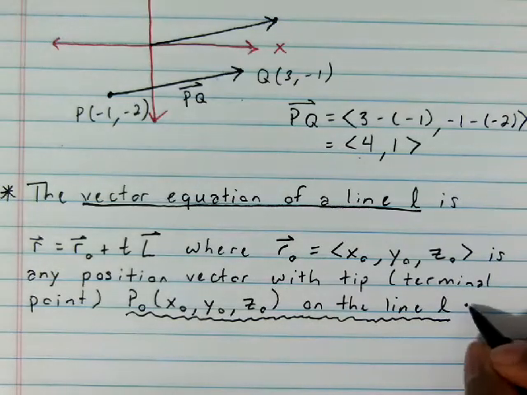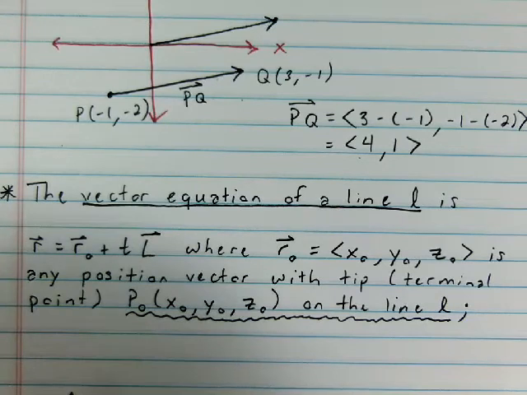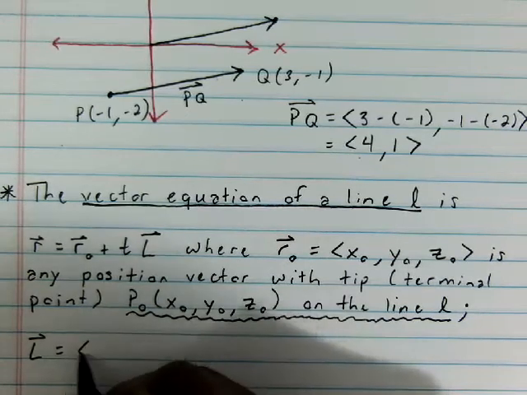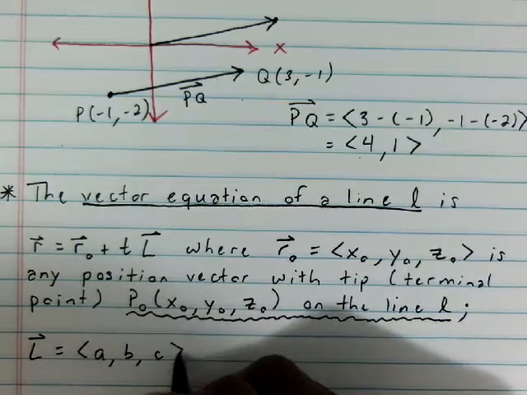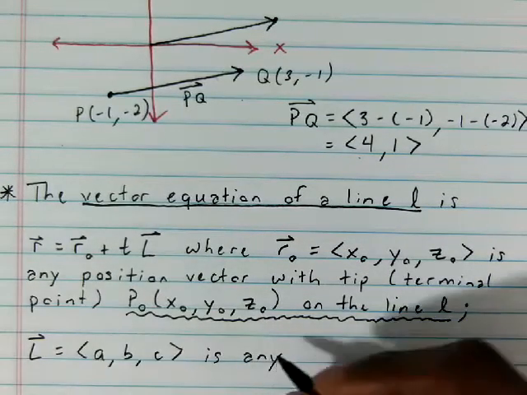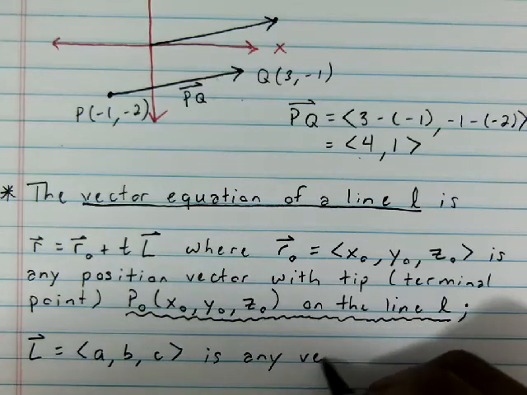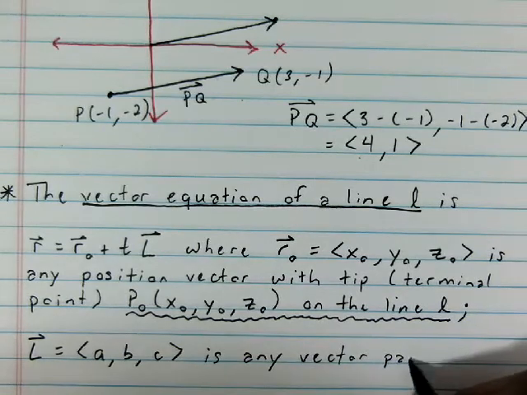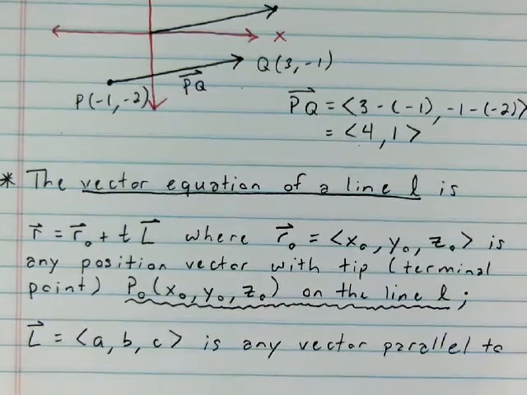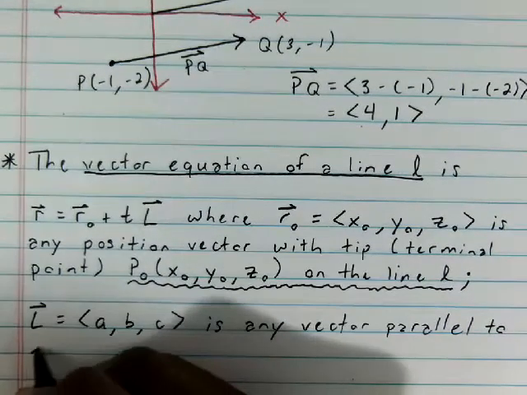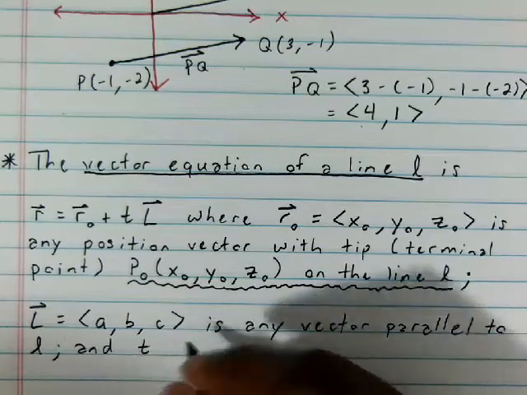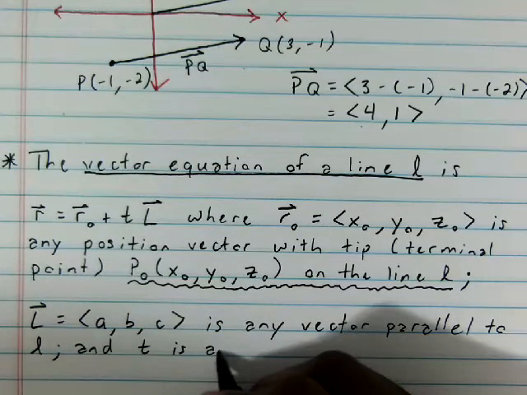And also in our equation, we have our capital L. So the vector capital L equals the vector with components A, B, C, is any vector parallel to script L, and T is any real number.